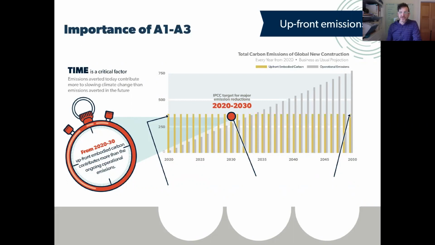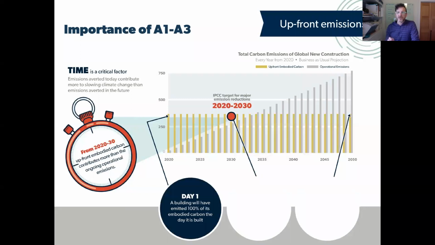And the other reason that I think that the product stage is really important is that our drive to lower emissions to prevent the worst of climate change from happening has a time window. What happens at the end of the life of a building is important, but what's going to happen in the next decade or a couple of decades is really important.